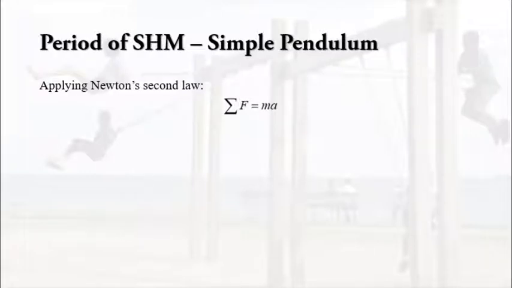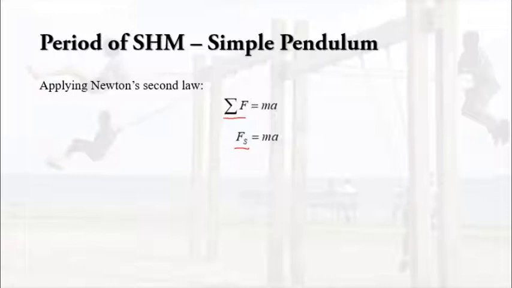Now, what should we put on the left-hand side? What should we put as the net force here? Try to recall. What is the force that causes the object to move? Which force causes the object to move? The answer is the restoring force. Therefore, I put the restoring force on the left-hand side.